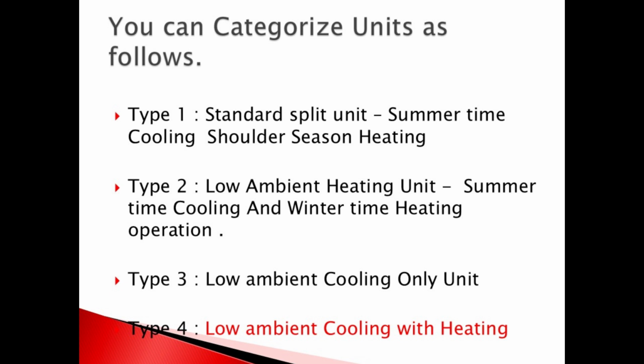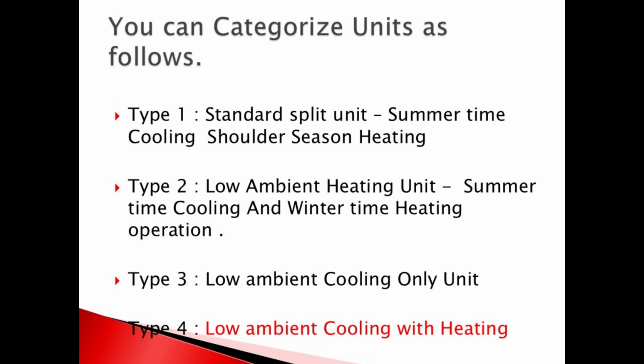For low ambient cooling, the condenser fan must run very slowly, while for heating, it should run at a high speed to absorb as much heat as possible. In this scenario, the operating range may be reduced. If cooling is priority, you can select a low ambient cooling unit with heating.